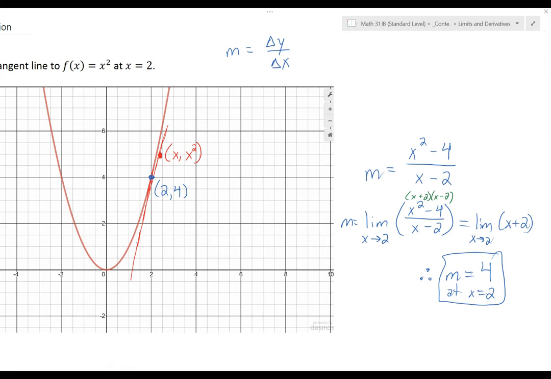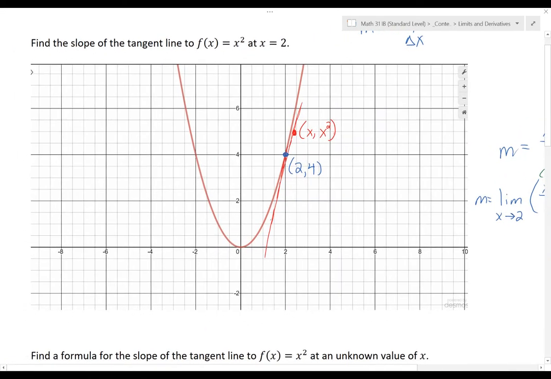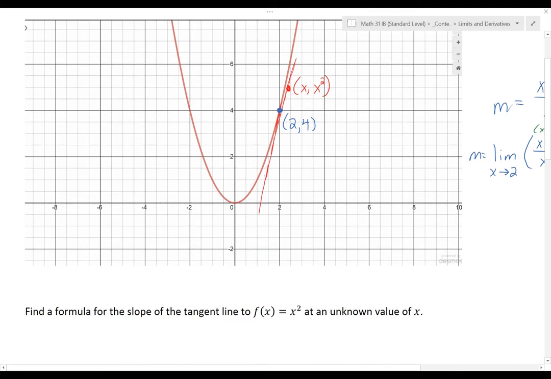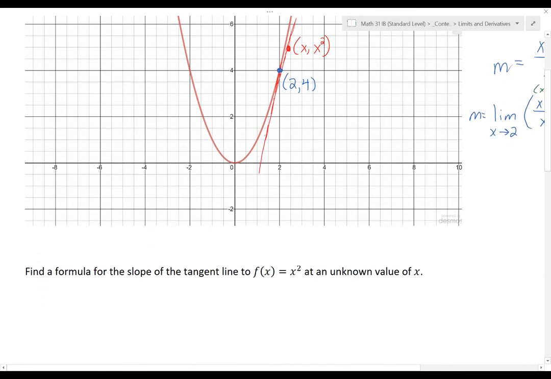So the derivative is another word that we use here for the slope. So the derivative of this function when x equals 2 is 4, because the slope of this function when x equals 2 is 4. But more commonly when we're talking about the derivative, we're talking about the general formula. So find a formula for the slope of the tangent line to this same function for an unknown value of x. Now, that's not going to be a constant. That's going to be some new function because the slope is changing all the way along here.